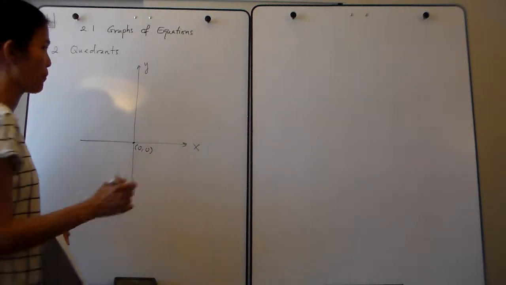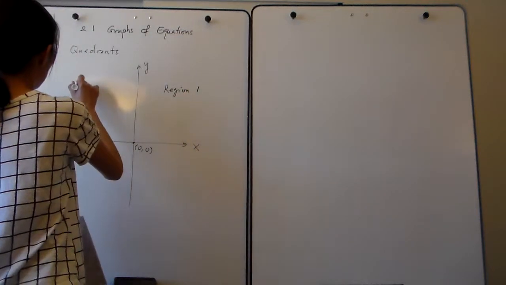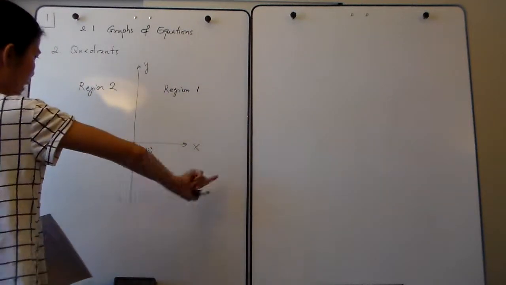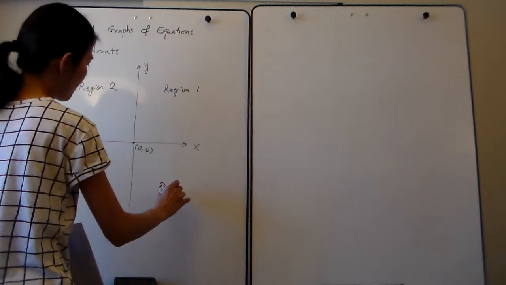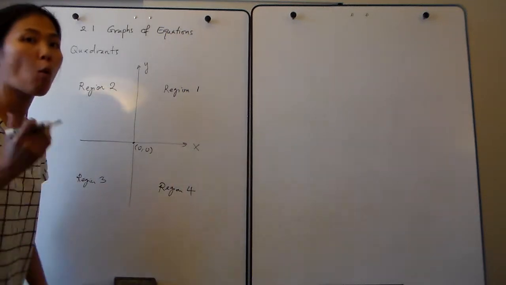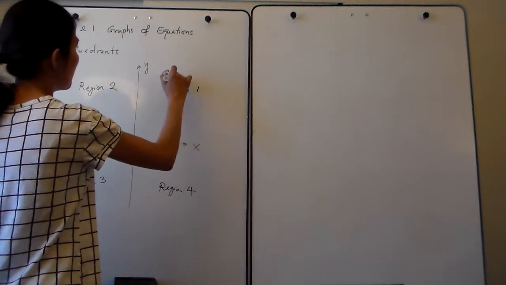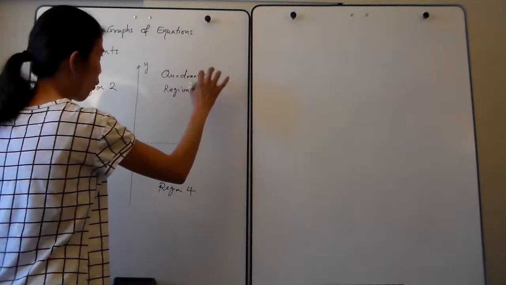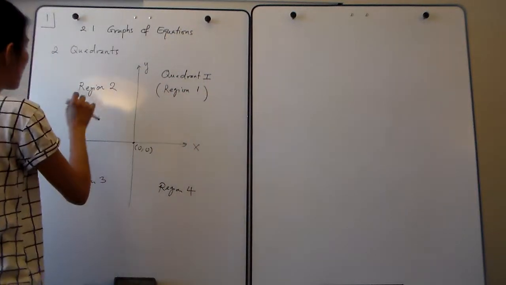Now, after these two number lines, the x and y axis, intersect, it divides this whole plane into 4 regions. This is region 1, region 2, going counterclockwise, region 3, and region 4. Now, we don't call them regions, we call them quadrants. Region 1 is quadrant 1, and we use Roman numeral I. So quadrant 1 is region 1.